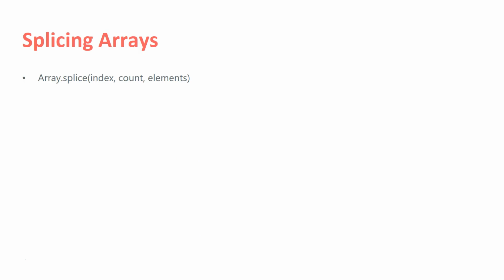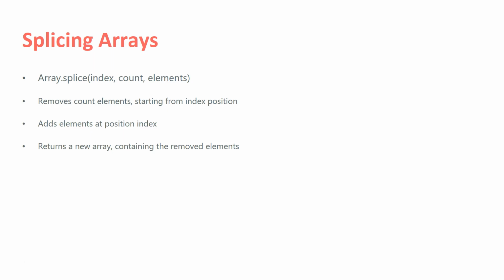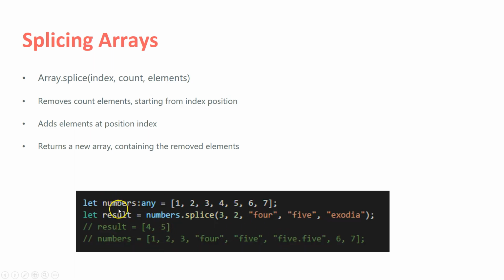We can splice arrays, using array.splice with index, count, and elements. This is removing count elements starting from the index position and adds elements at position index, and also returns a new array containing the removed elements. Let's see the example. I have an array which is of type any, and here I have the values from 1 to 0, integer numbers. Then I'm saying integer result equals numbers.splice. The index is 3, so let me type them down. I have 0, 1, 2, 3, 4, 5, and 6.